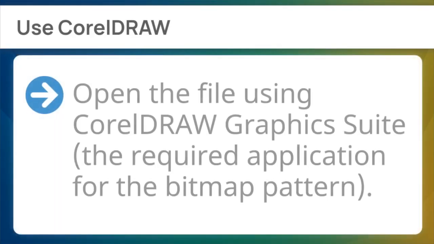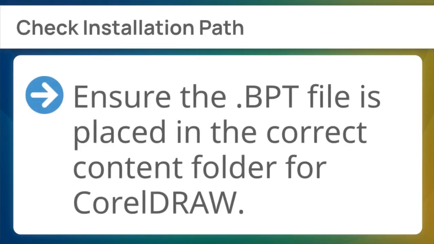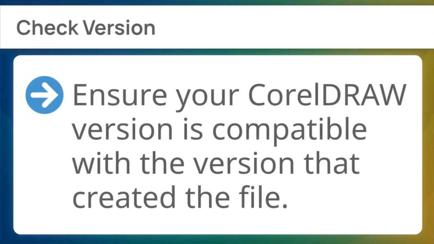First, use CorelDRAW. Open the file using CorelDRAW Graphics Suite, the required application for the bitmap pattern. Next, check installation path. Ensure the BPT file is placed in the correct content folder for CorelDRAW. Finally, check version. Ensure your CorelDRAW version is compatible with the version that created the file.